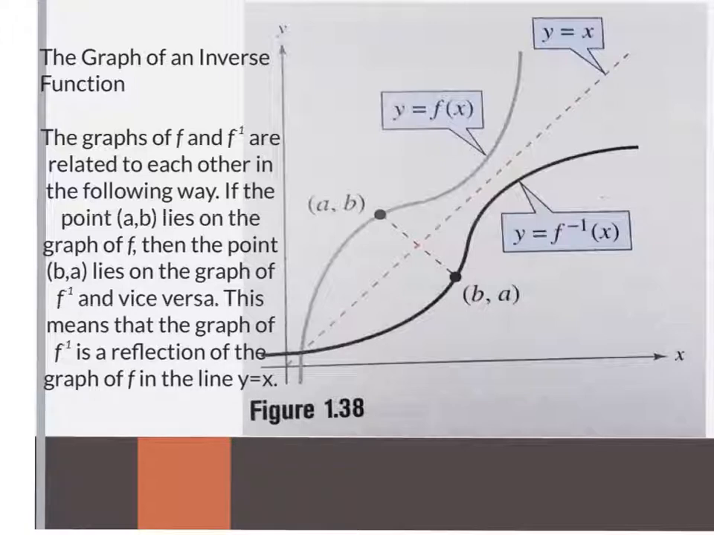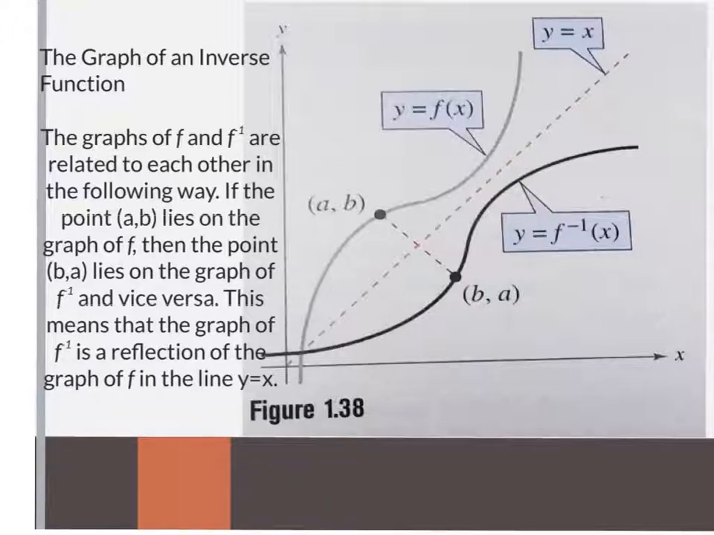The graphs of f and the inverse of f are related to each other in the following way. If the point (a, b) lies on the graph of f, then the point (b, a) lies on the graph of the inverse of f, and vice versa. This means that the graph of the inverse of f is a reflection of the graph of f in the line y equals x. That's why we always get x as an answer when we're composing, because these two functions compose within each other around the y equals x function.